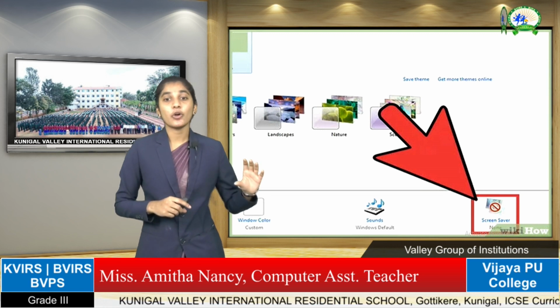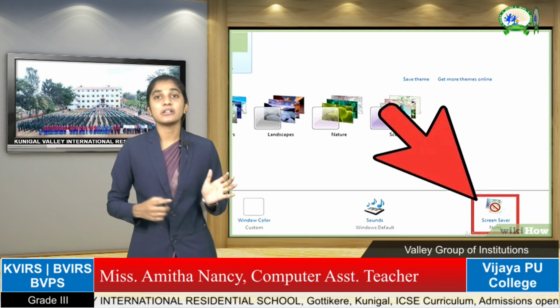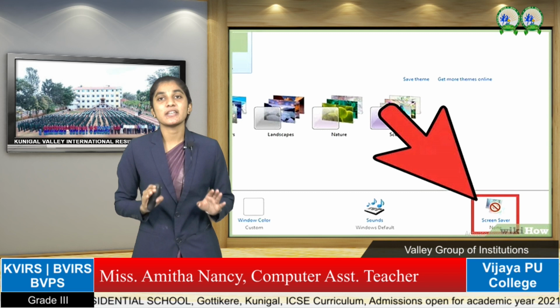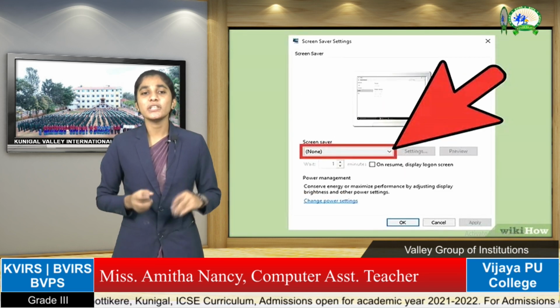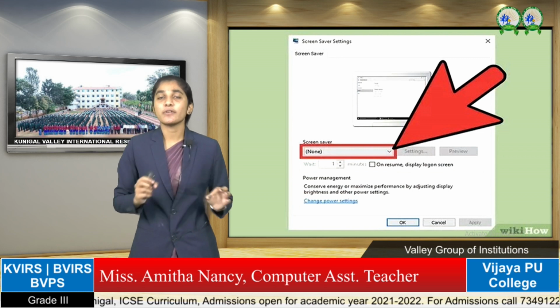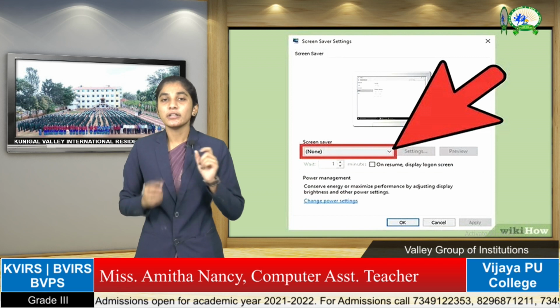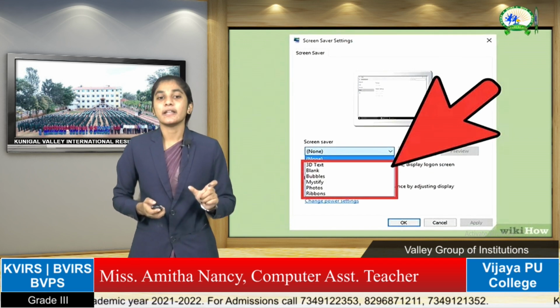There in the corner you have a screensaver option. When it is shown as a circle with a slash, it means no screensaver is given to your computer. When you click on that, you will get the screensaver option. It will be None by default. When you click on that small arrow mark, you will get a drop-down box like this.